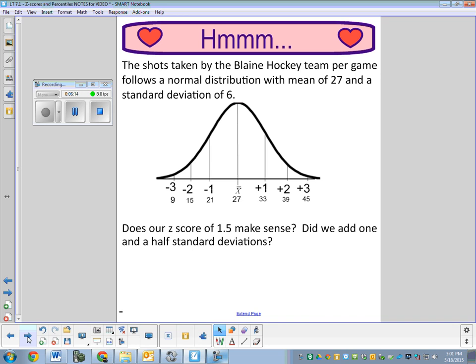So now, let's take a look. There's a little typo, let's fix that. Does our z-score of 0.5 make sense? Does it match up with what we thought? And yes, it should. We added a half of a standard deviation to get from the mean, 27, to our data point, 30.